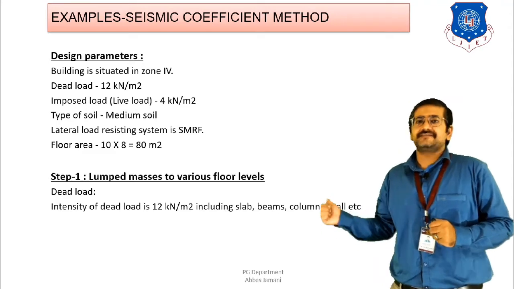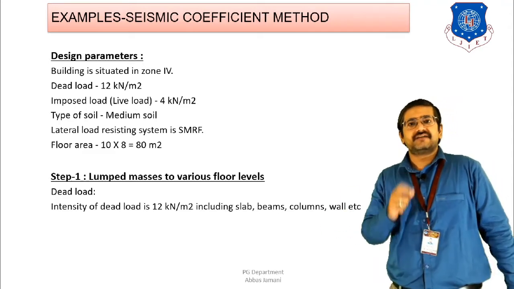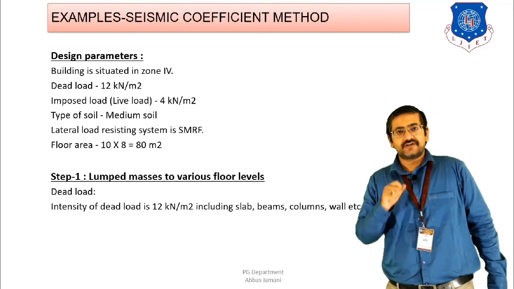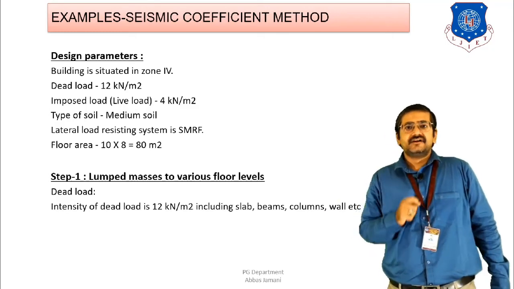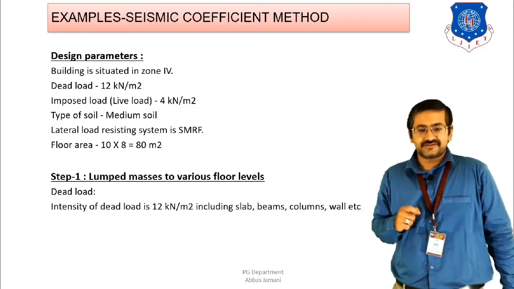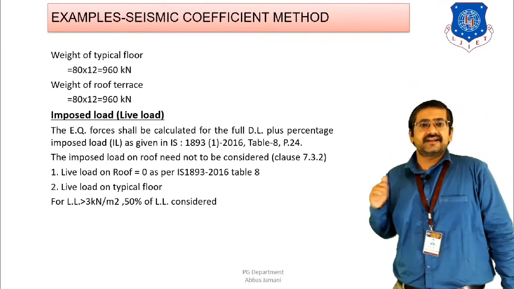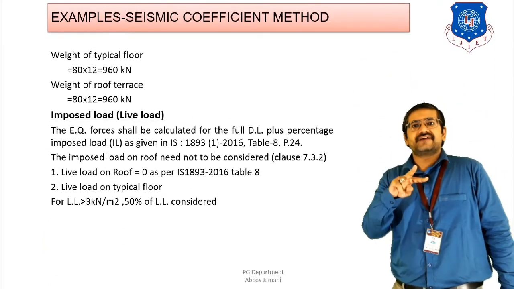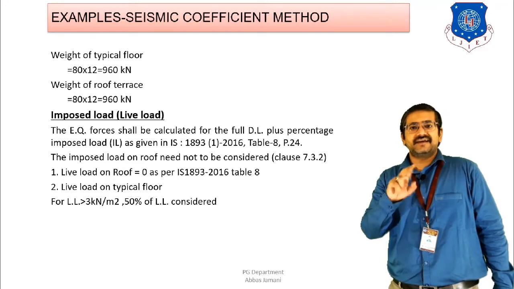So let us start with the first step, that is the calculation of lumped mass at each floor, right? So what we need to do is we need to find out the weight that is going to be there on each floor, right? So intensity of the dead load is given as 12 kilonewton per meter square. So I am going to find the values at two levels. First is the roof level and second is the floor level.